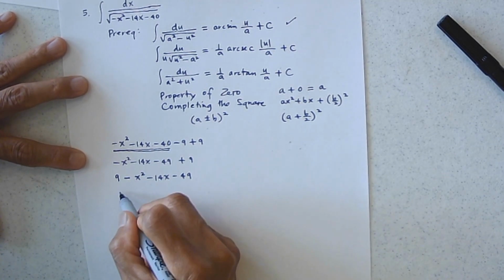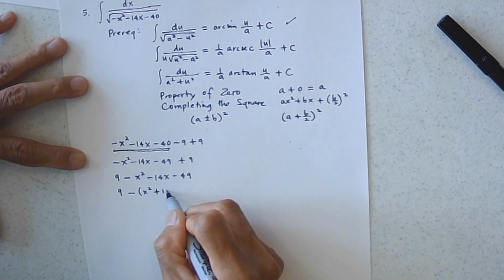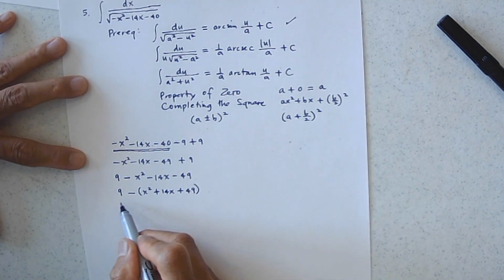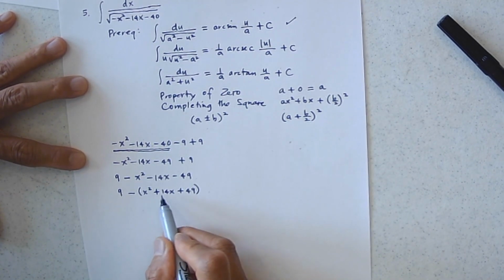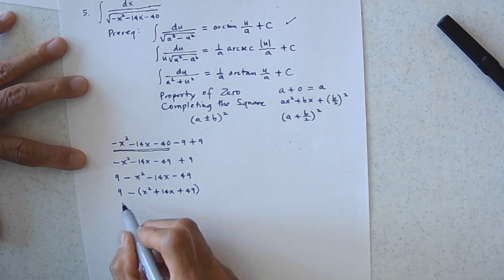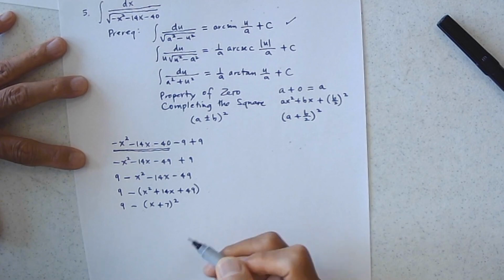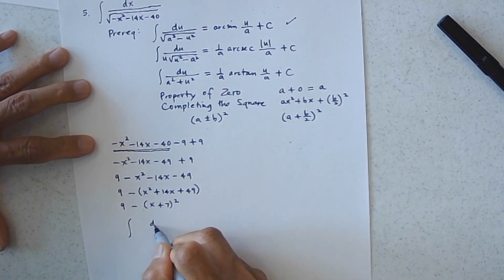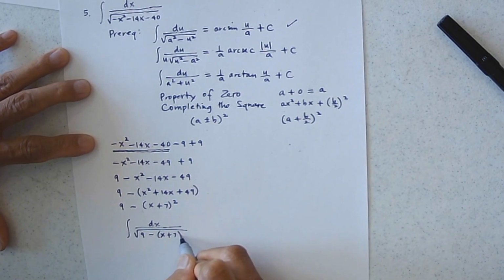But look what I'm going to do. I'm going to rewrite this as x squared plus 14x plus 49. Again, this should equal the original trinomial. If you remove the parentheses, this will become negative and we get the original, which we can write as 9 minus x plus 7 squared. Okay, now we can rewrite the problem as dx over the square root of 9 minus x plus 7 squared.